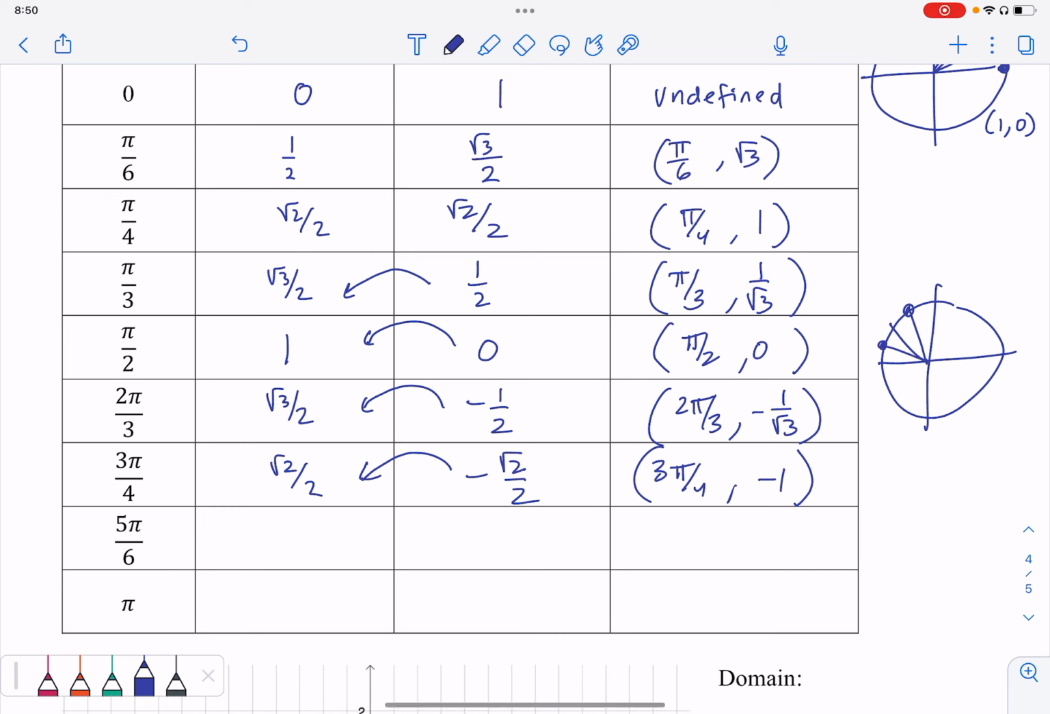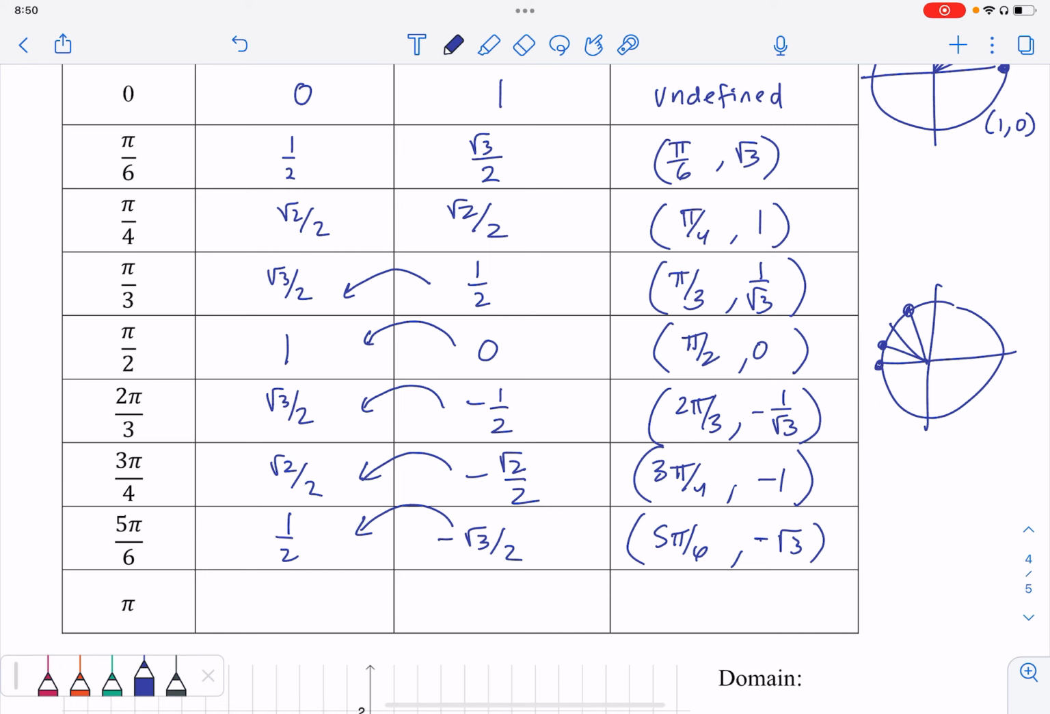And then my last little piece still here in quadrant 2 at 5 pi over 6. My y coordinate there is 1/2. My x coordinate is negative root 3 over 2. And then I'm dividing here. I'm going to get negative root 3 as my output. And then my input here is 5 pi over 6.